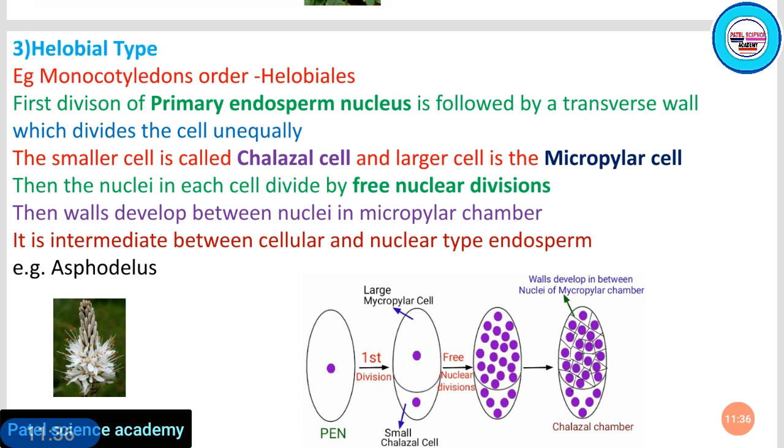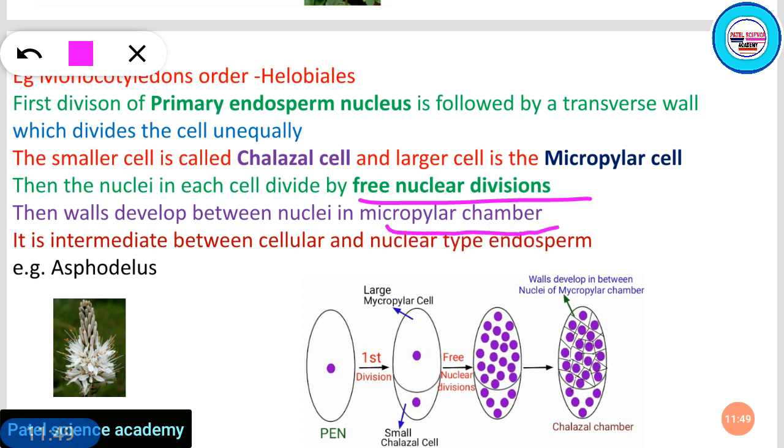Then what happens? The nuclei in each cell divide by free nuclear division. Then a wall develops between the nuclei in the micropylar chamber. So in this chalazal cell and the micropylar cell, nuclear division takes place, but the cellular formation is found only in the micropylar cell around the nucleus, not in the chalazal cell.